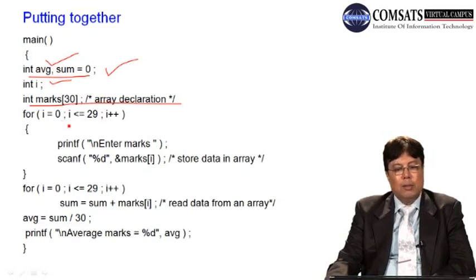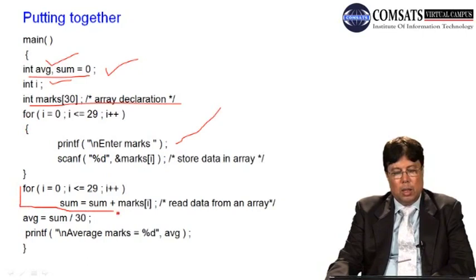For i is equal to 0, i less than 29, i++. So you are asking the system, the same example, I am just putting all these concepts together here. You enter the marks and the marks will be stored in here. Once the marks are stored here, you could put this statement also here, but instead, because we had to demonstrate, I've used another for loop.